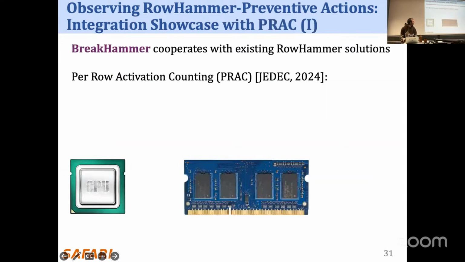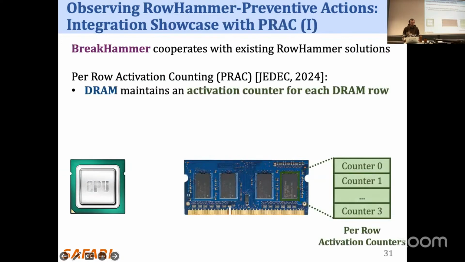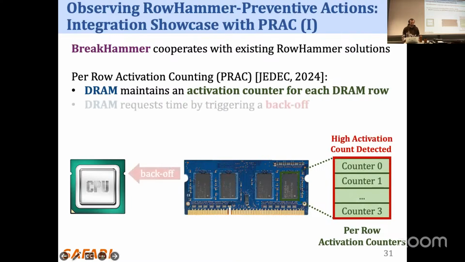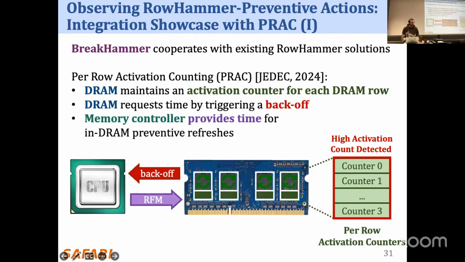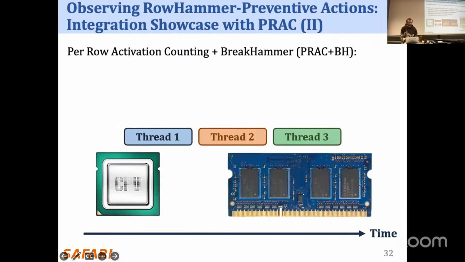I'll again talk about how PRAC works. PRAC maintains an activation counter per DRAM row inside the DRAM chip. And whenever these counters reach a critical value, for example, close to the RowHammer threshold, it triggers what's called a backoff to request time from the memory controller for refreshes. Once this signal is received, the memory controller provides time by sending specialized in-DRAM refresh commands to the DRAM module.